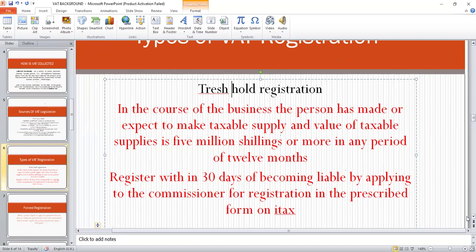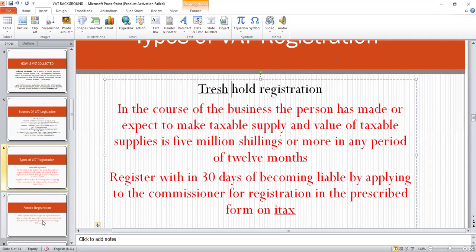Maybe you are trading with a business that can generate 5 million in sales easily. If you are selling motor vehicles, just one sale of a motor vehicle will make you register for VAT. Now you need to understand your environment. If you can project that you can make the 5 million sales within 1 year, 12 months, then you need to register for VAT. This is called threshold registration, whereby you have made the 5 million sales. You are able to register for VAT through threshold registration.